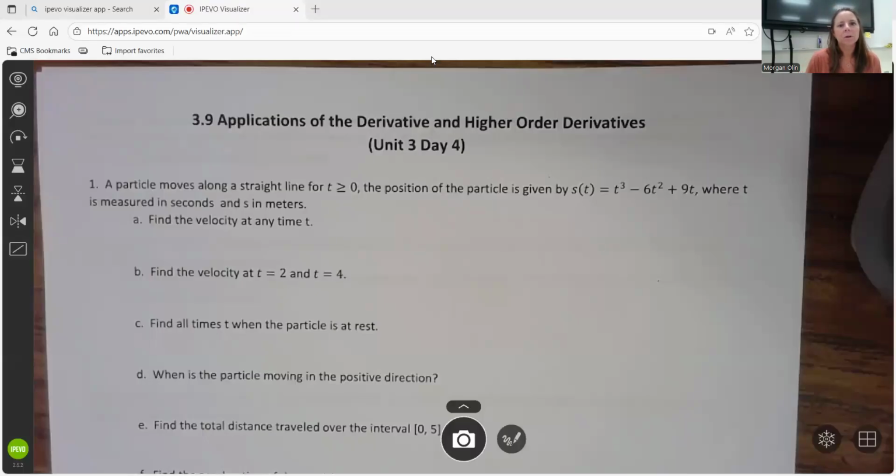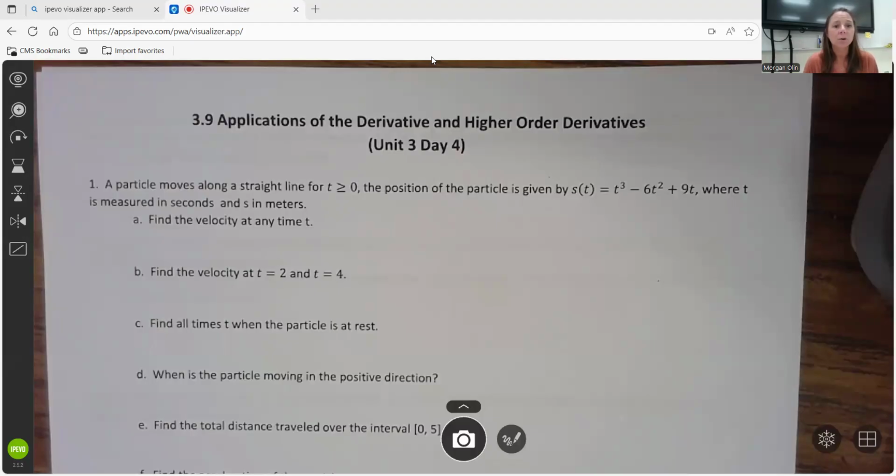Great. Today we are in Unit 3, Day 4, applications of the derivative and higher order derivatives. Some of this is just going to be review because we've seen all different types of word problems before and so forth. If you ever want to pause and do it on your own and then check it, feel free to do that as well.